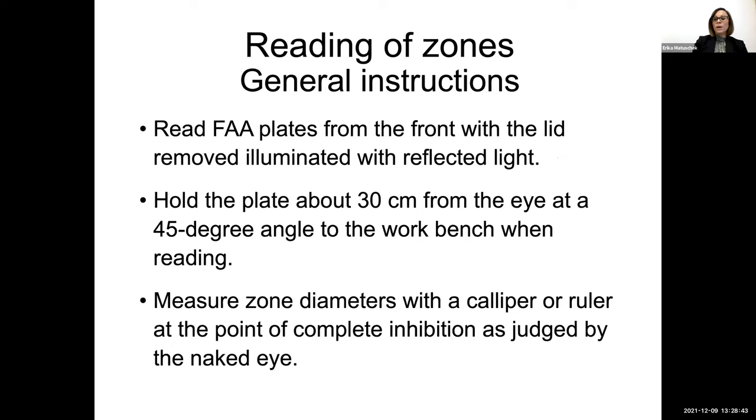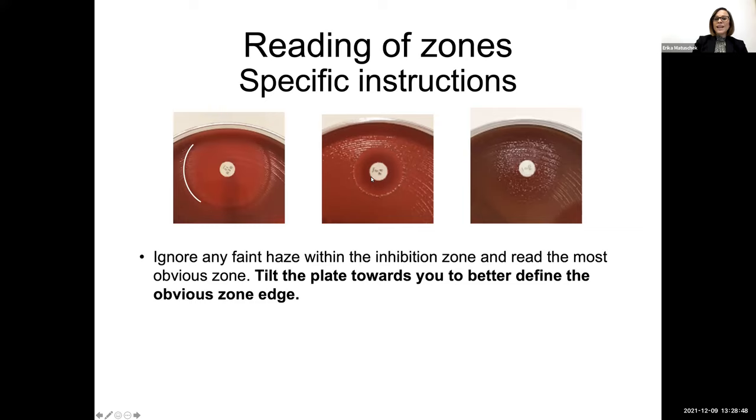But as you will see in the next slide, there are a few specific instructions for the anaerobes that will help you to read zones when it's a little bit more difficult. The first example is with a Bacteroides strain and meropenem, and this also occurs for other anaerobic bacteria. If you have faint haze within the inhibition zone, then you hold your plate at the 45 degree angle to the workbench, but then you tilt it even more towards you. That will better define the zone edge and make it easier to read the most obvious zone edge. The second example is with swarming. Can you please change, Gunnar?